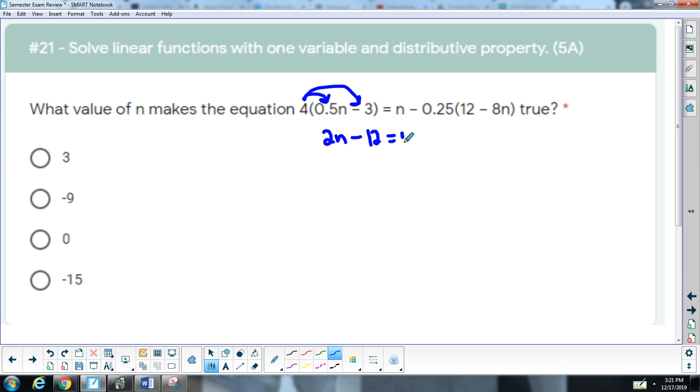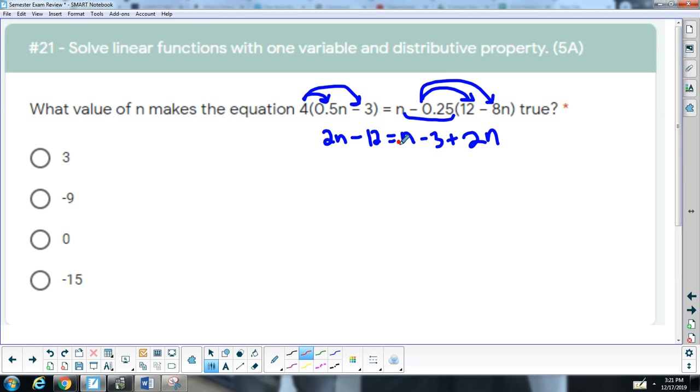equals, nothing's happening to that n, but now we have these parentheses over here, so we need to distribute this negative 0.25. So negative 0.25 times 12 would give us a negative 3, and then negative 0.25 times negative 8, so a negative and another negative make a positive. And 0.25 of 8 would be 2n.